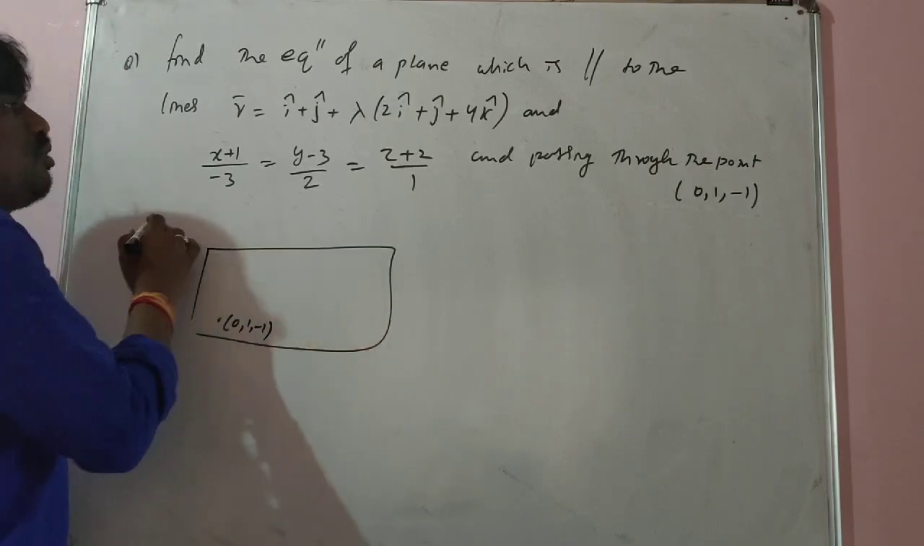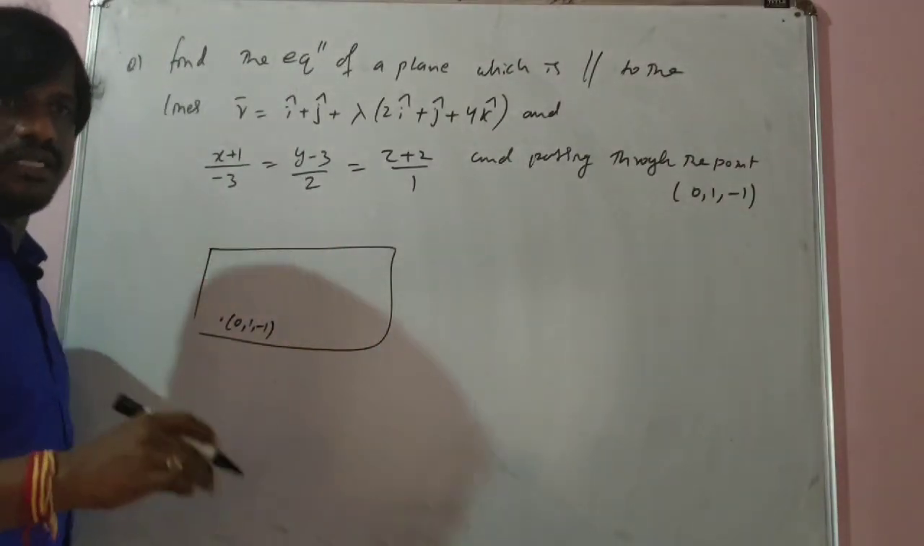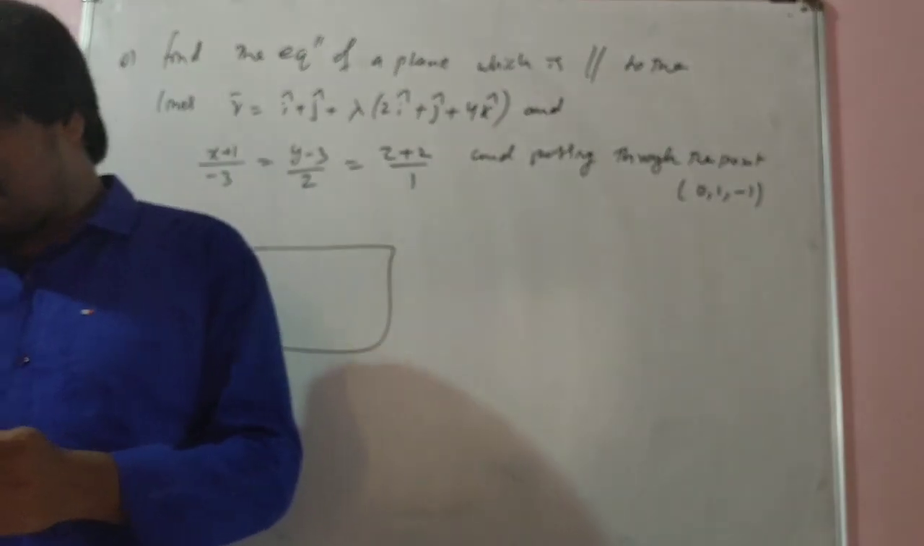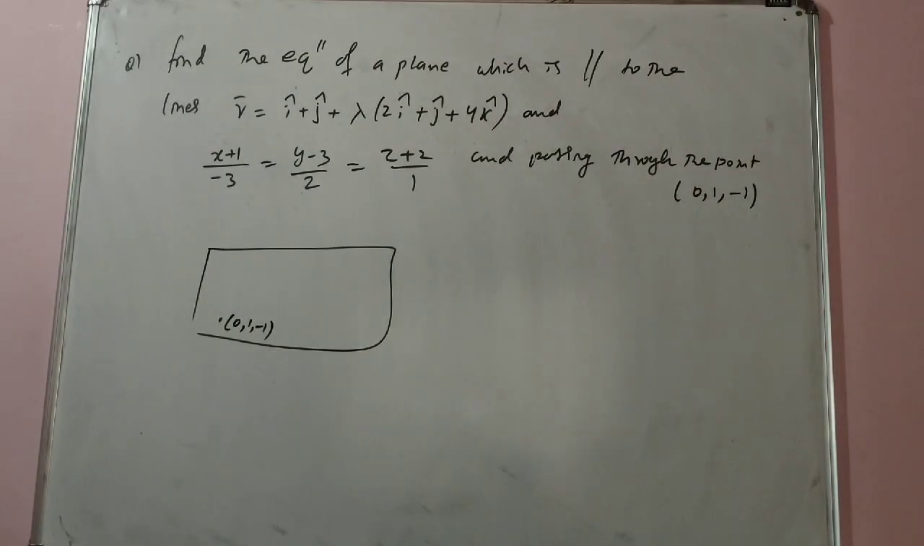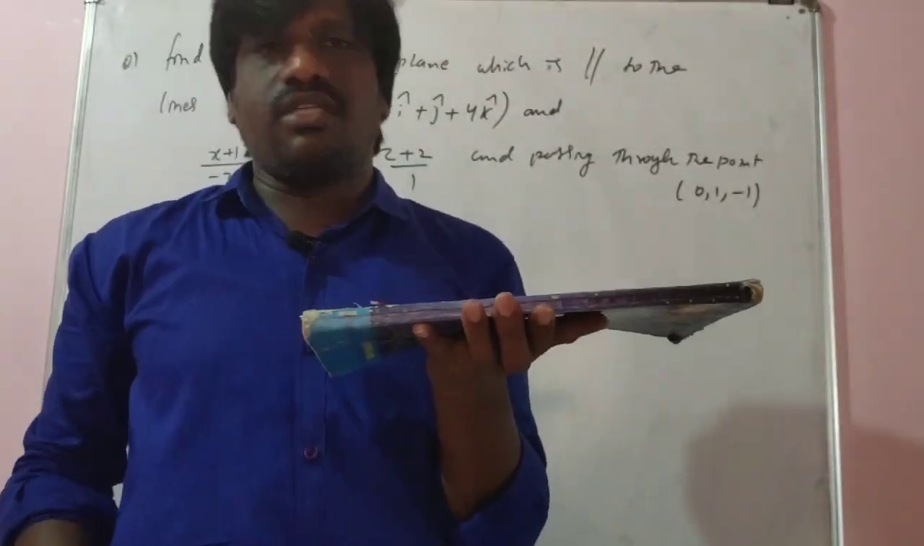For this plane, there are two lines that are parallel. One line here is parallel. Are you getting it? I'll show you one example. So here, suppose I want to find the equation of this plane. Okay, the equation of this plane.